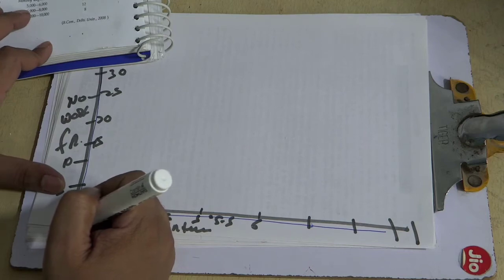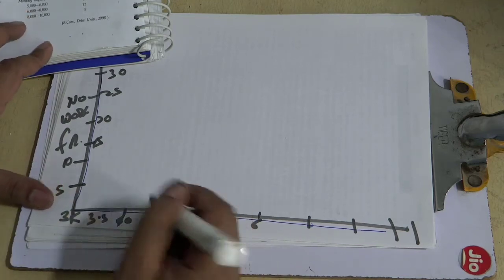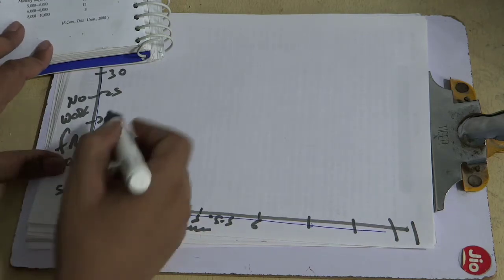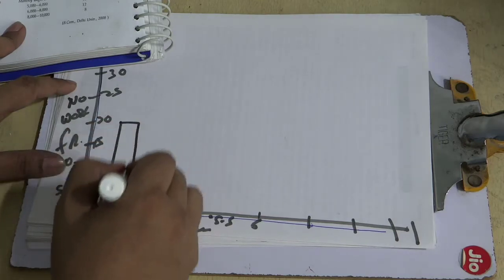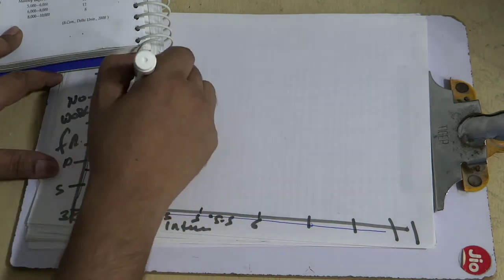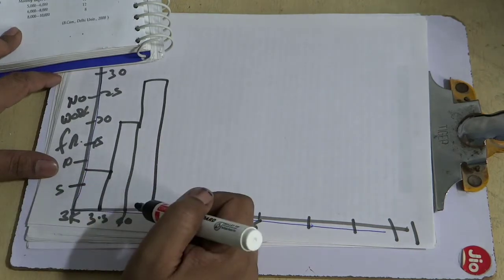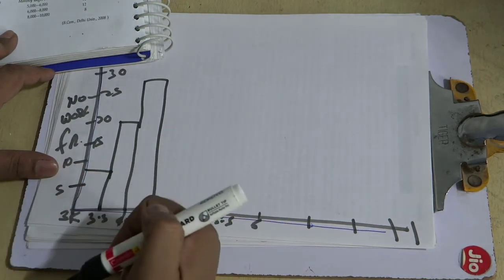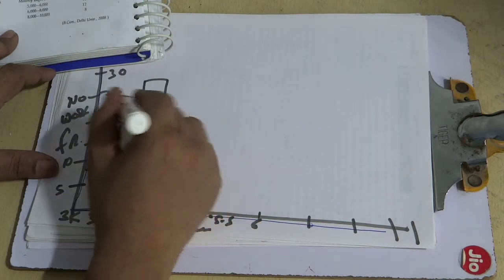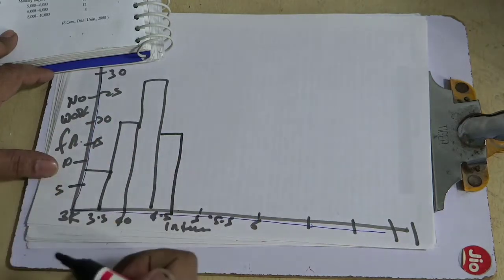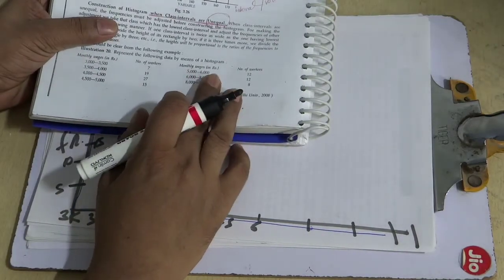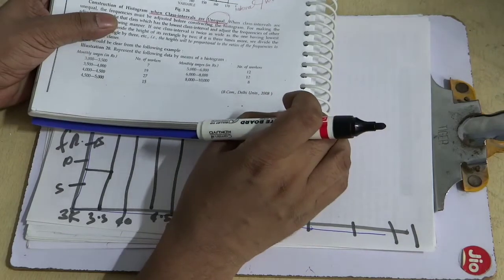The first is 3000 to 3500, the number of workers is 7, so 7 will come somewhere before 10. It's very easy. Then the 19 will come here, less than 20, and 4000 to 4500 is 27, which will come somewhere here. The income of 4500 to 5000 is 15, so it will come here. Now, the problem is with this set of data. Here, for 5000 to 6000, there are 12 workers. Now, how can we calculate it?